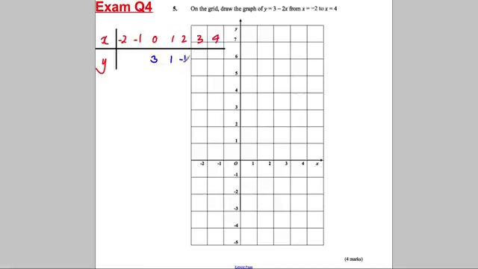You see as you go along here it's going down in 2s. So the next one must be -3. The next one must be -5. So if it's going down in 2s this way, it must be going up in 2s this way. So this one must be 5, this one must be 7.